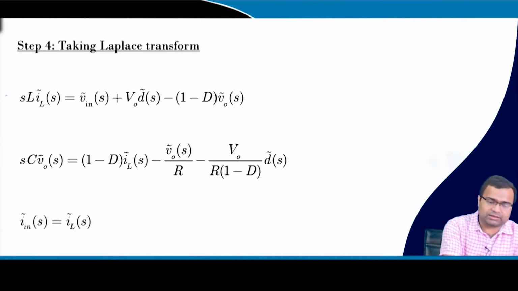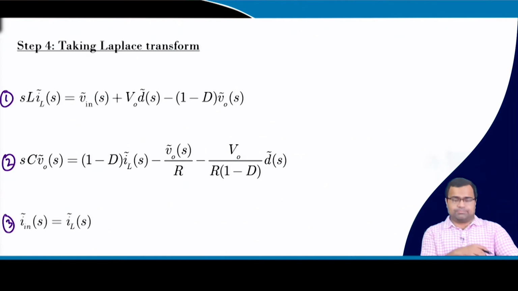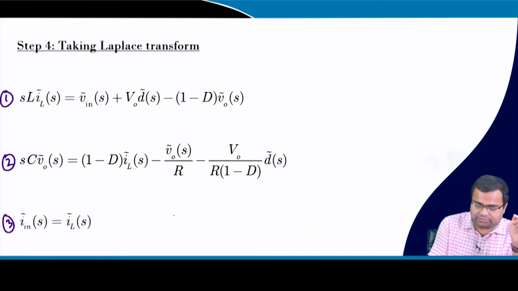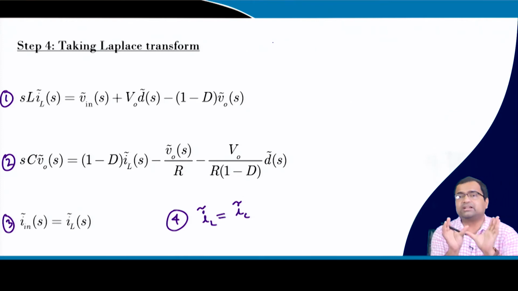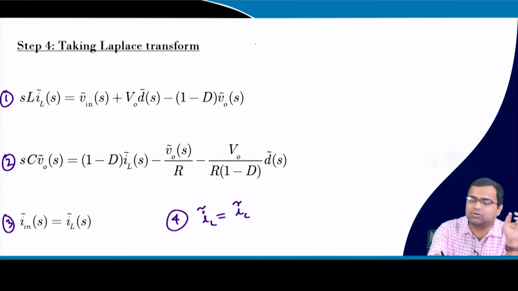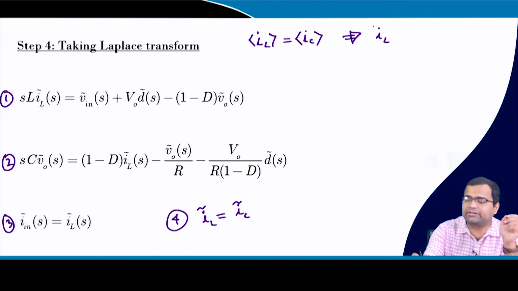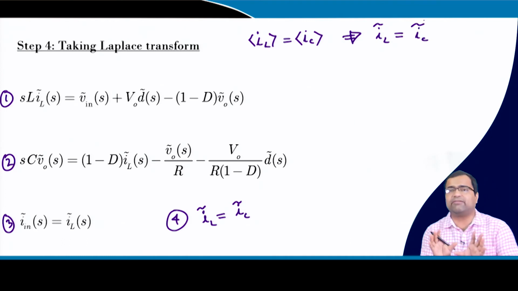So, we have three equations, number 1, number 2, number 3. Now, what do we want to achieve? We have a fourth equation. What is that? We have assumed that the perturbation of the average inductor current is equal to the perturbation of the average reference current. That means our assumption was that the average inductor current is the same as the average reference current, and if we consider the perturbed term, they are still equal, because their average quantities are equal.